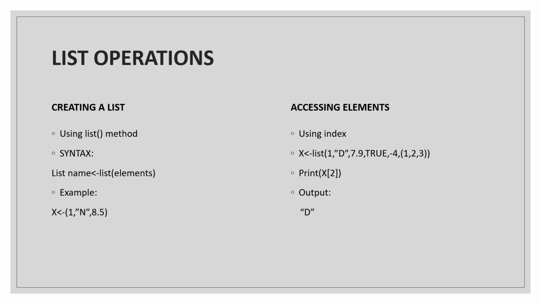In order to retrieve an element from the list, we need to specify it by using the index. Here, if we want to retrieve the element present at the second index, we give print of X of 2. So the output will be D, which is present at the second index of the list.